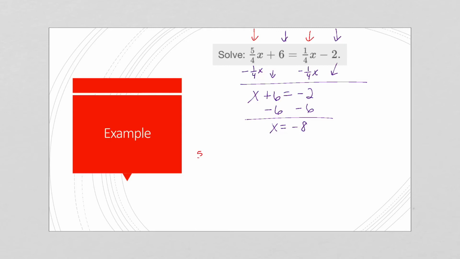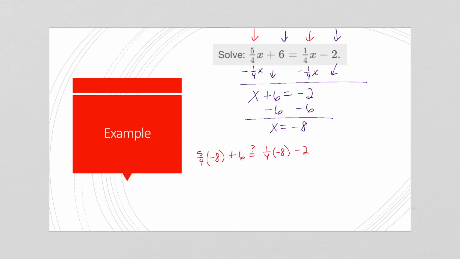Okay, so 5/4, I'm checking the work now, times negative 8 plus 6, does that equal 1/4 times negative 8 minus 2? This is one I can do pretty fast in my head as far as fractions go. That last one really wasn't. I mean, I could, but it would take me some scribbling on paper. This one goes pretty fast because 4 goes into 8 evenly.